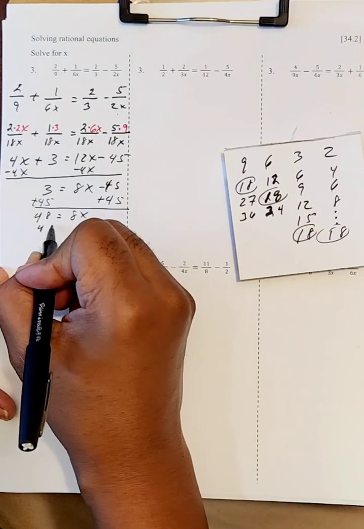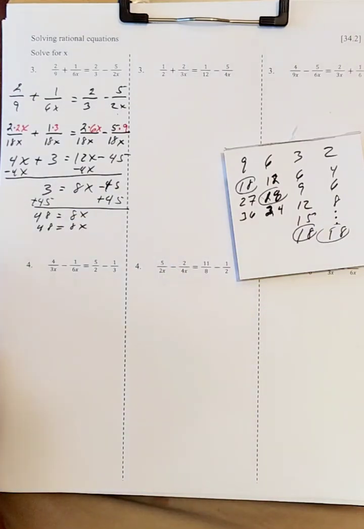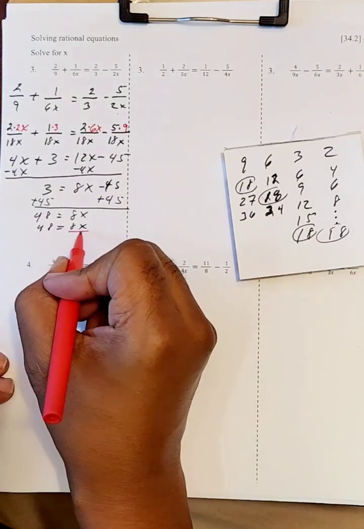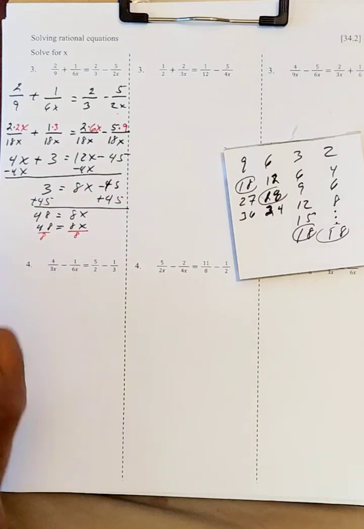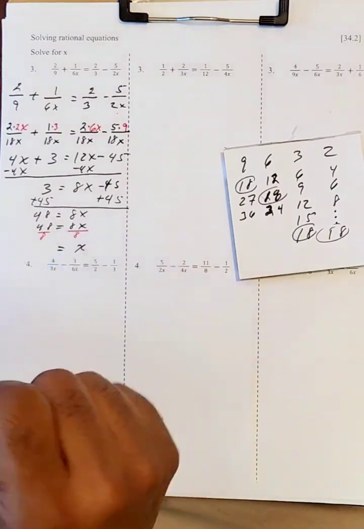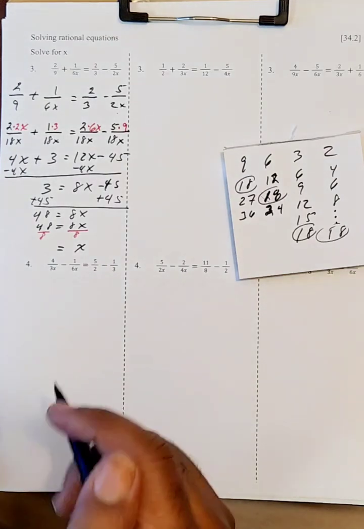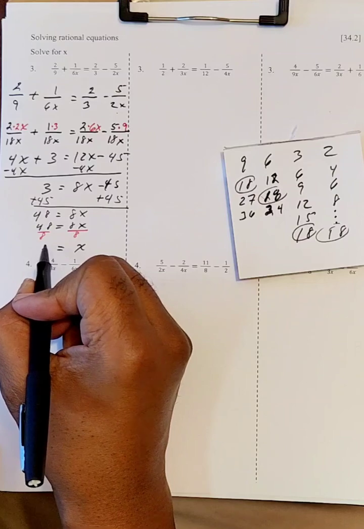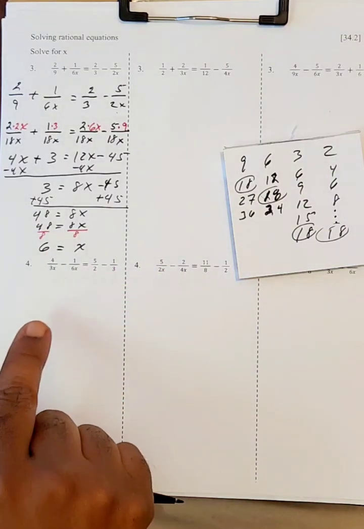Now we're going to take our 48 equals 8x and divide by 8 on both sides. Okay, so dividing by 8 gives me an x. And 48 divided by 8, that divides evenly. That is a 6, because 6 times 8 is 48. So the solution is x equals 6. All right, let's try the next one.